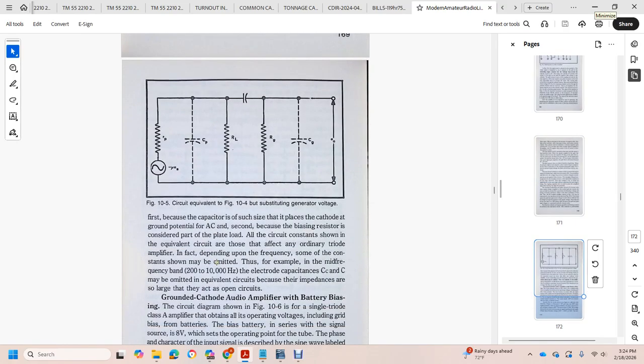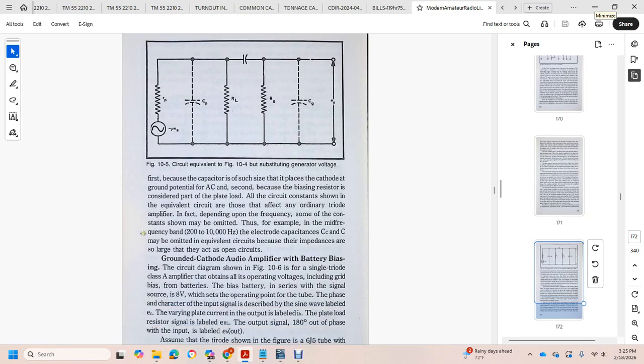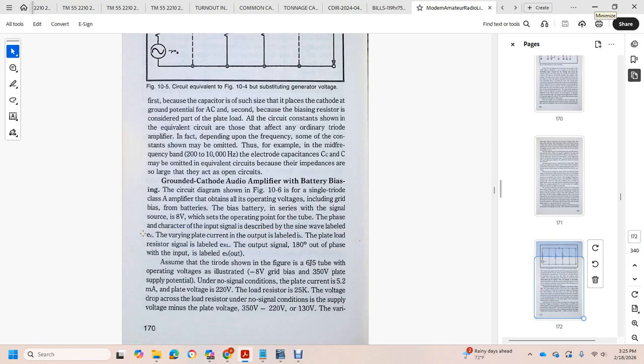First, we cover the capacitor, of such size as to pass AC and place the cathode at ground potential. Second, we cover the biasing resistor and consider the plate load. The circuit then becomes the equivalent circuit of an ordinary triode amplifier. Depending on the frequency, the constants are shown for the mid-frequency range of 200 to 10,000 hertz. With the experienced electric capacity of the capacitor C, and C may be omitted from the equivalent circuit, since the impedance is so large that it is an open circuit, with the ground, cathode, and audio amplifier battery biasing.